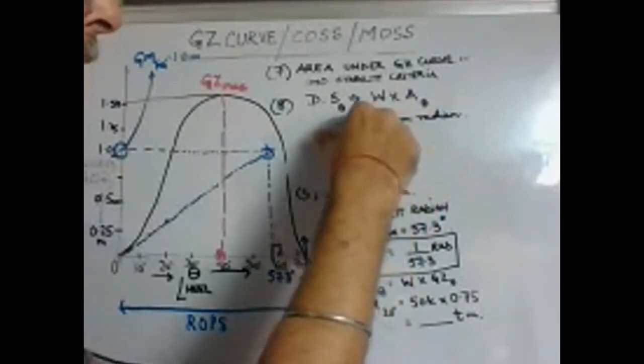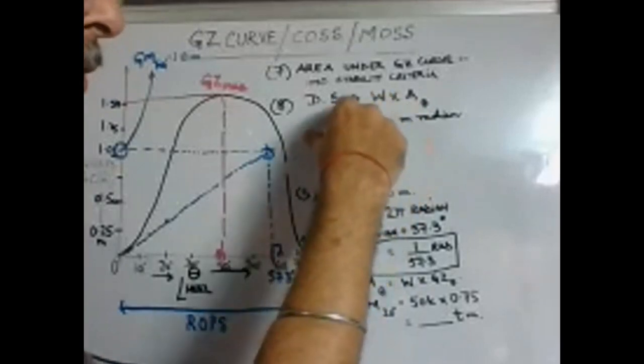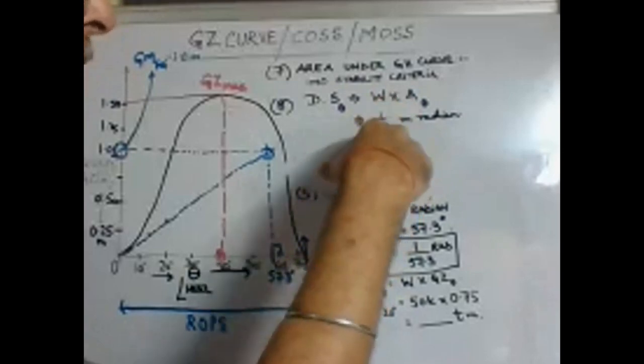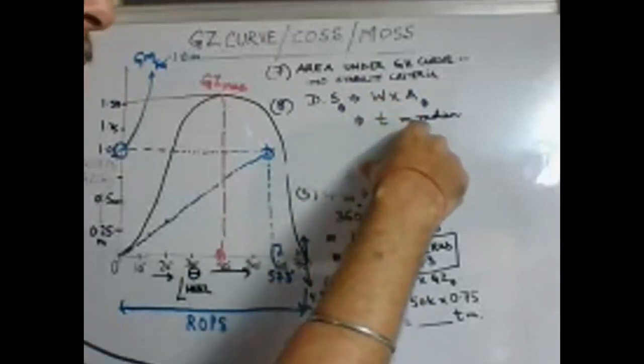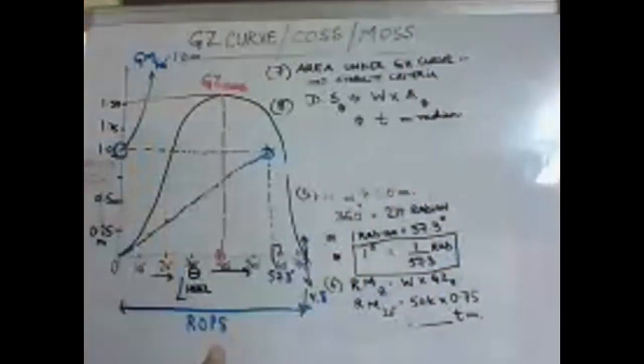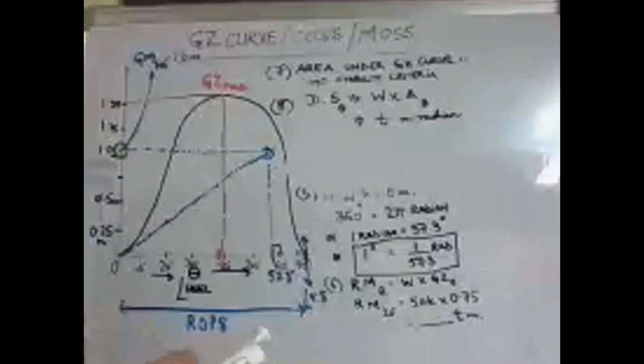This is the definition we have written. It is a product of displacement and area under the curve up to theta. Its units are TMR. It is used in damage stability calculations. This is dynamical stability for you.